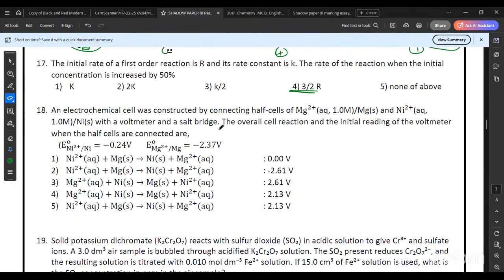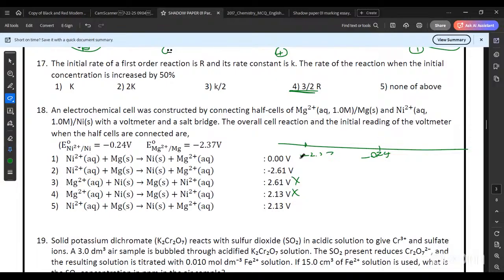Now they have given the reduction potential of magnesium and nickel. So the higher reduction potential is for nickel. When you take the number line, magnesium is somewhere here, minus 2.37, and then nickel is somewhere here, minus 0.24. So this is way larger than this one. So the higher reduction potential is for nickel. So that means nickel will undergo reduction. So it's not answer 4. It's not answer 3.